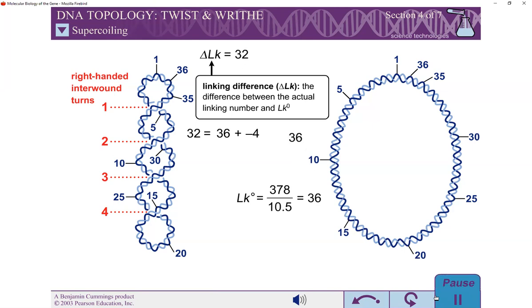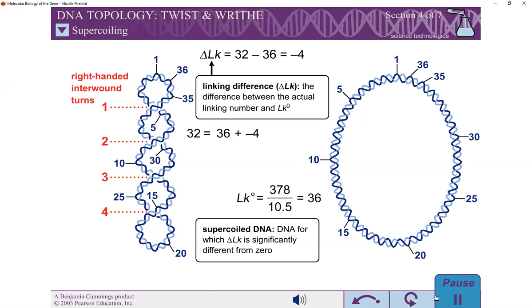If the linking difference is significantly less than 0, the DNA is negatively supercoiled. If the linking difference is significantly greater than 0, the DNA is positively supercoiled. Okay, so this is the value. If the linking difference is less than 0, the DNA is negatively supercoiled. If it is greater than 0, the DNA is said to be positively supercoiled.